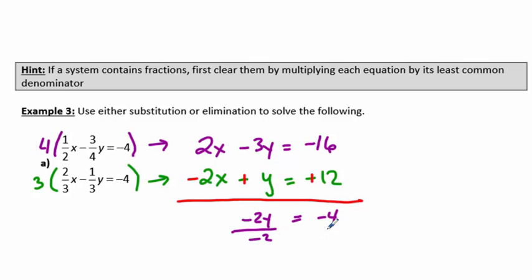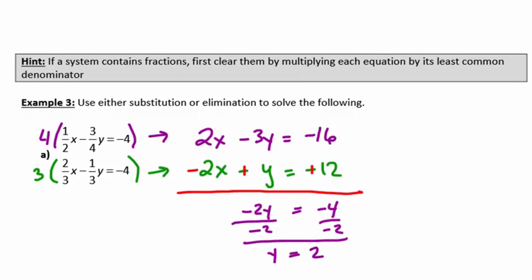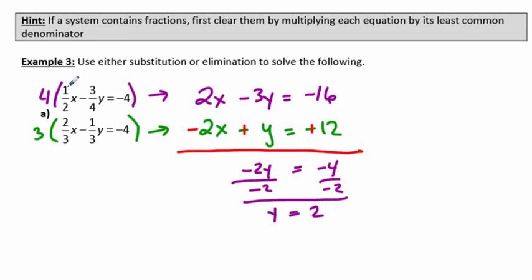Divide both sides by -2. Gives us a y value of 2. Now when I go back and plug y equals 2, instead of using one of the equations that has fractions, I can use any equation that has both x and y. So I'm going to go ahead and use this equation right here.